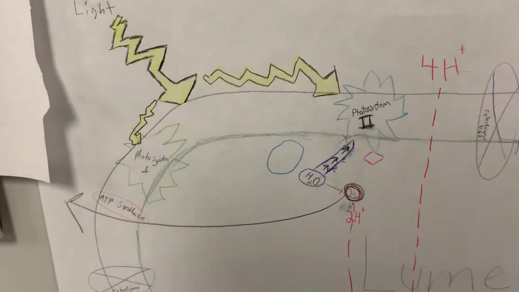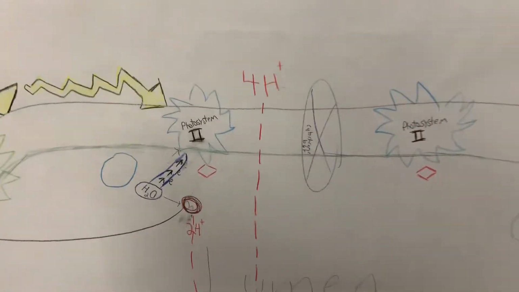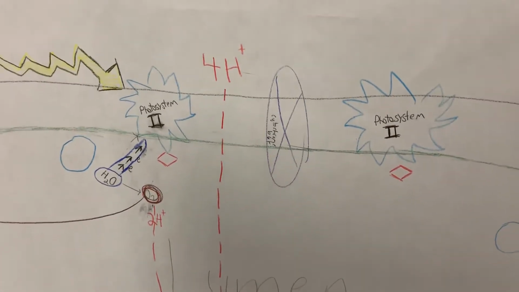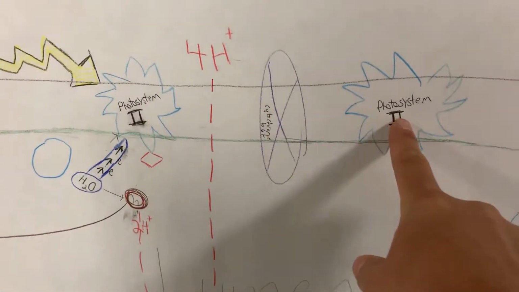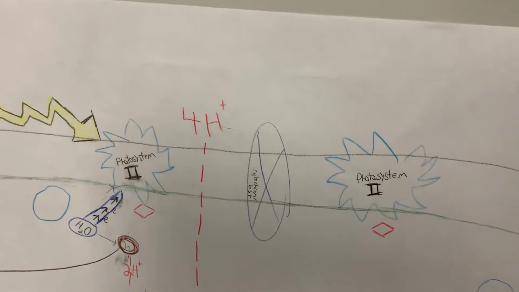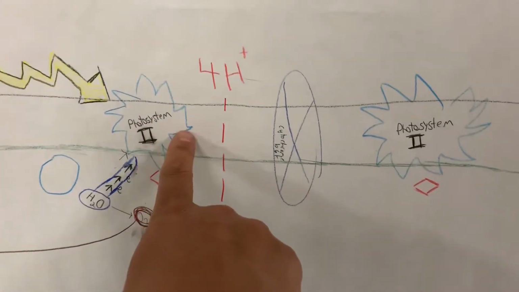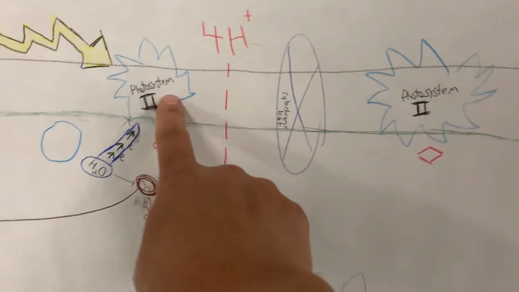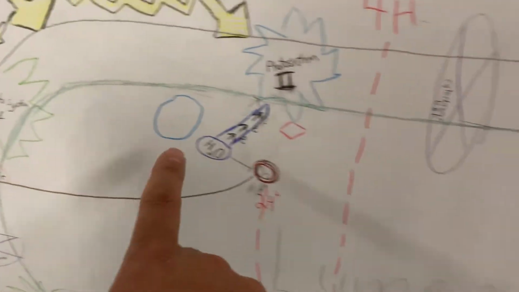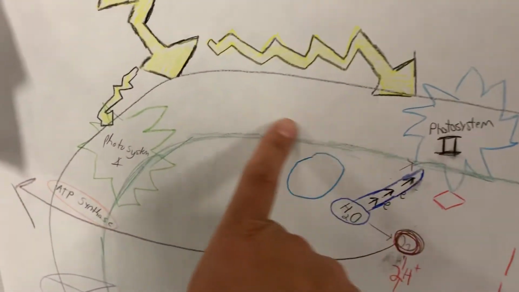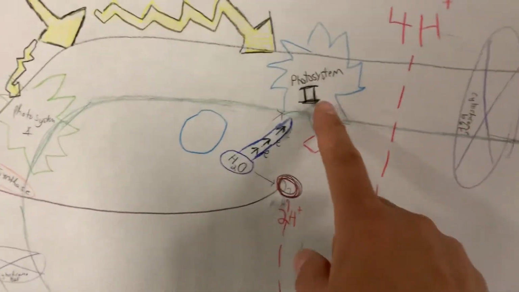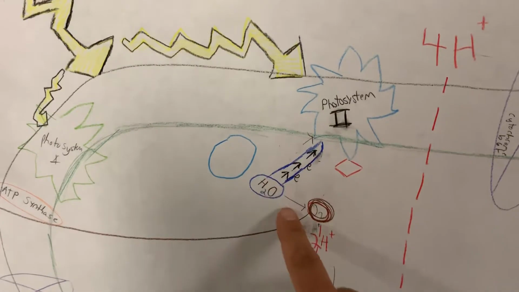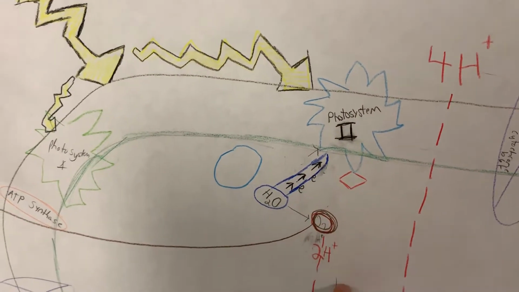So again, light coming in, hitting photosystem 2. Going through, I don't see the electron transport chain here, but there's an electron transport chain that connects to, well, I guess 1 is over here. And so there should be an electron transport chain in between. The photosystem 2 gets replaced by the water, electrons, oxygen, and hydrogen.